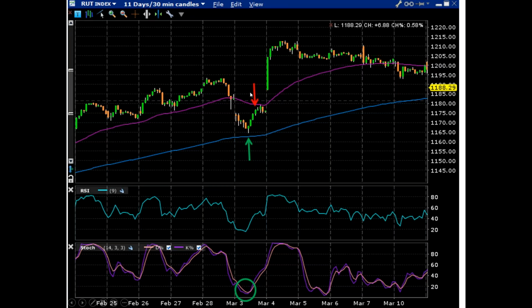So this was the trade, entry on the green, exit on the red. So we've sold off really hard, dropped from 1193 or so down to 1160, 1165 pretty quickly. Got into an oversold reading and we've bounced up pretty quickly, and that's how we were able to make a quick profit.